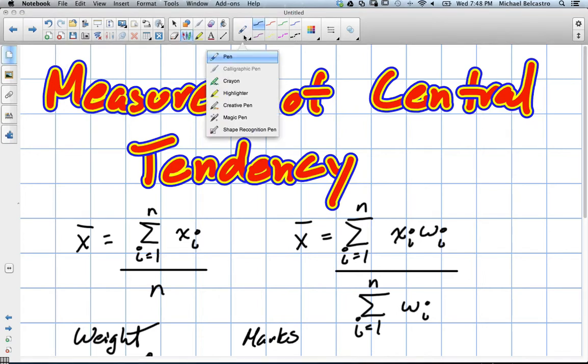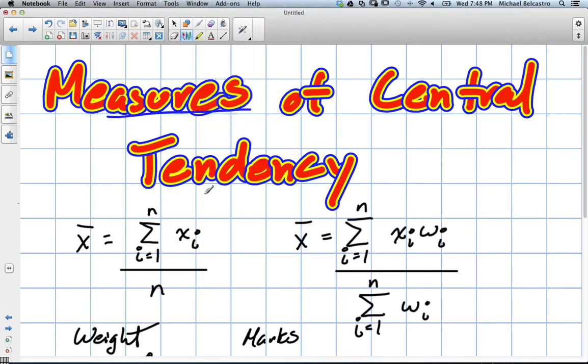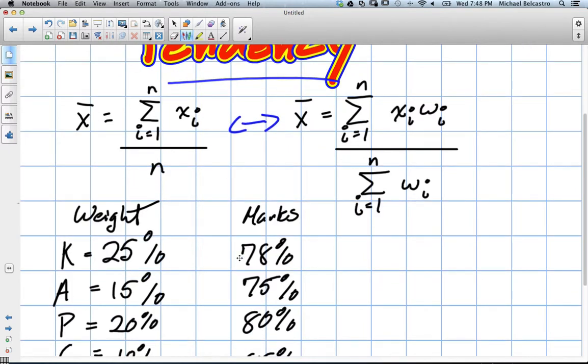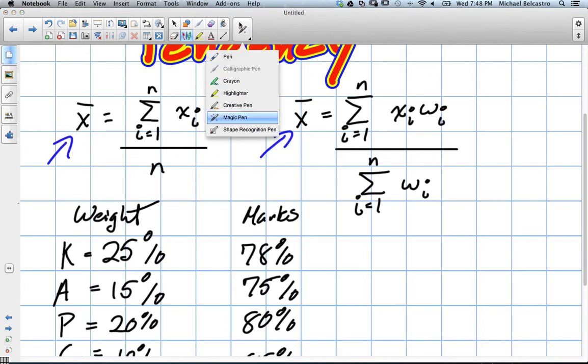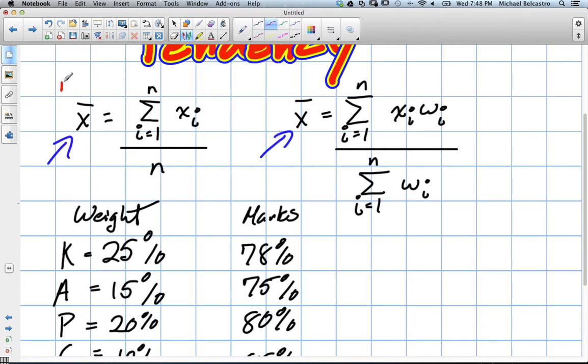Okay, so measures of central tendency. There are two major formulas they've been given, and they're written really differently than how we're used to seeing them. They both deal with mean, which is an average. This one is just a normal average or a normal mean, and this is considered a weighted mean, even though we use the same symbol.